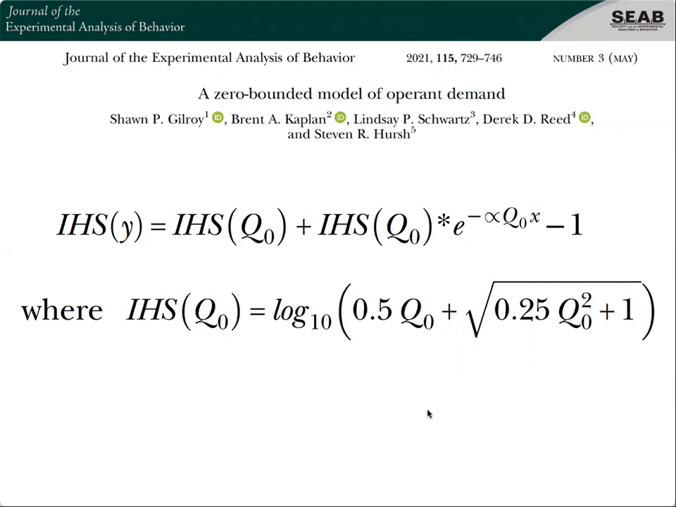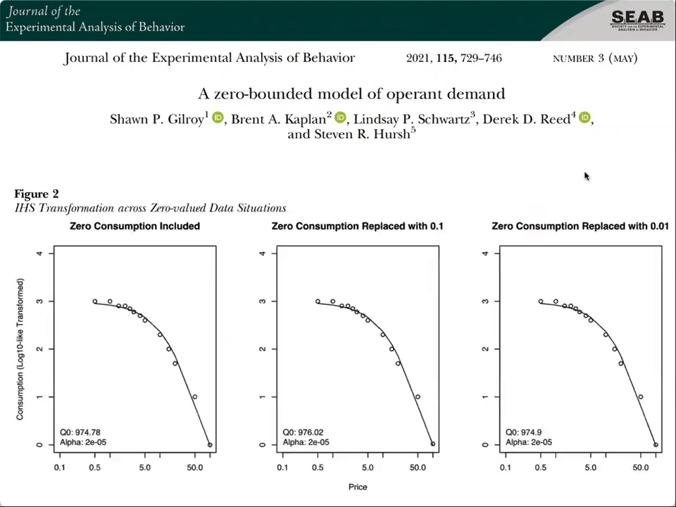And then just to show that I'm not making this up, here are some data sets that show that using the different replacement techniques, you actually still get the same alpha values with the ZBE model.